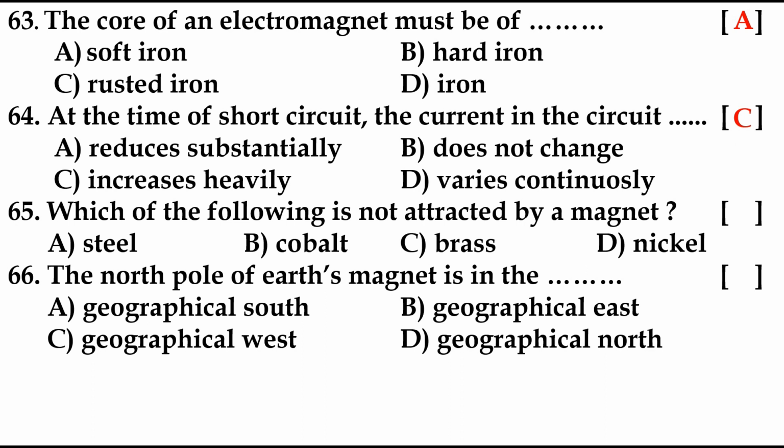65. Which of the following is not attracted by a magnet? A. Steel, B. Cobalt, C. Brass, D. Nickel. Answer is C. Brass, because it is a diamagnetic substance. 66. The north pole of Earth's magnet is in the dash. A. Geographical south, B. Geographical east, C. Geographical west, D. Geographical north. Answer is option A. Geographical south.